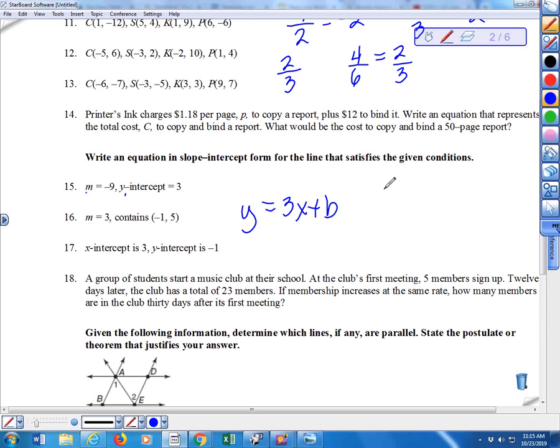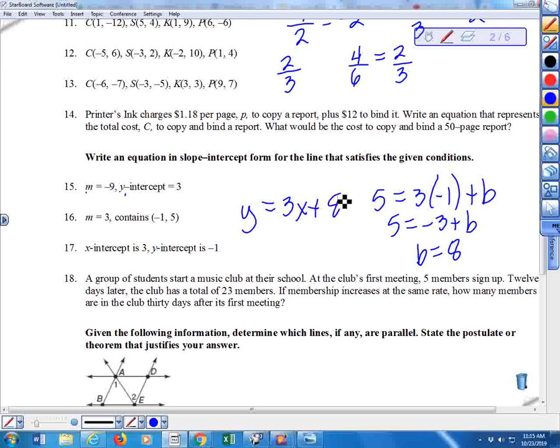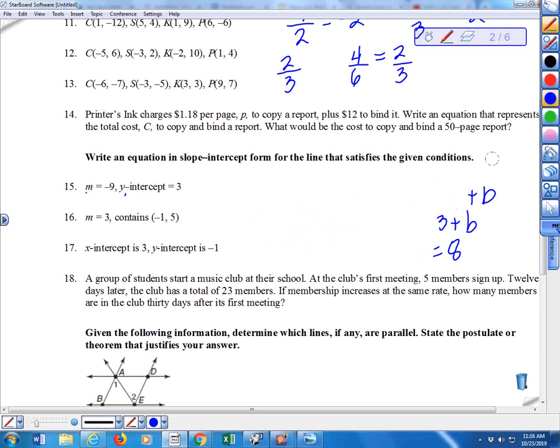Okay, so 5 equals 3 times negative 1, and now I can solve for b. So 5 equals negative 3 plus b. b is equal to 8. Now I can write the equation, and I'm done. So if you're given the slope and a point, just use the point to plug in for x and y, solve for your y-intercept, and then put the y-intercept into your equation. Questions on that process?